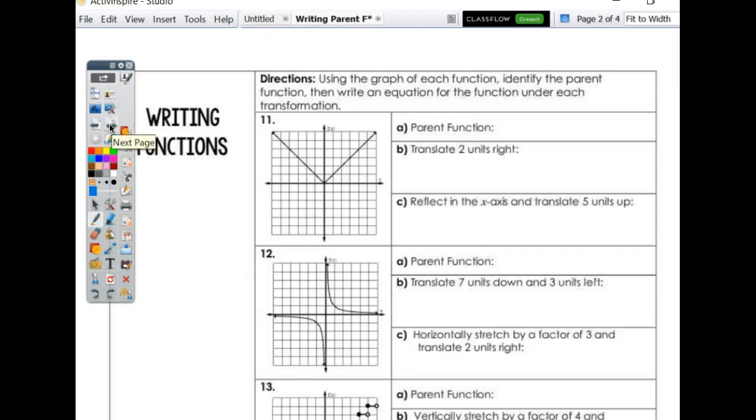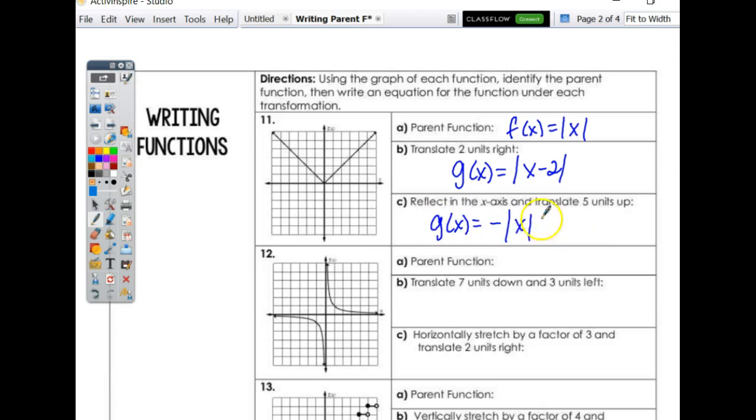So on the back, number 11, this is the absolute value. So if I'm going to translate 2 units right, so I wrote it with a G because the parent function is f, and so once you transform it, you change the letter to show it's a different function. So this one I'm going to reflect over the x and translate 5 units up. So if I'm reflecting over the x, does the minus sign go inside or outside? It goes outside. So I'm going to have g of x equals negative |x| and then up 5.